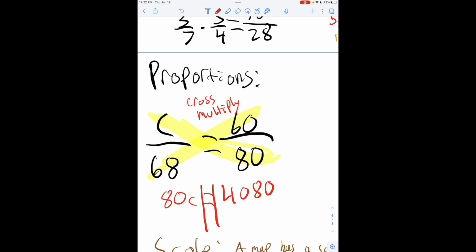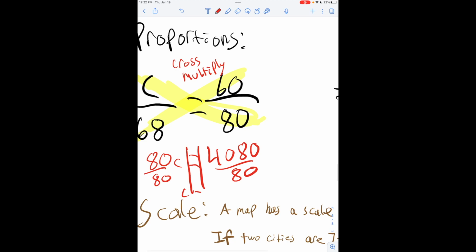How do I get C by itself? I have to divide by 80. So when I divide by 80, I get C is equal to 51.